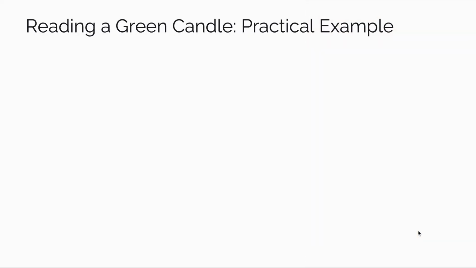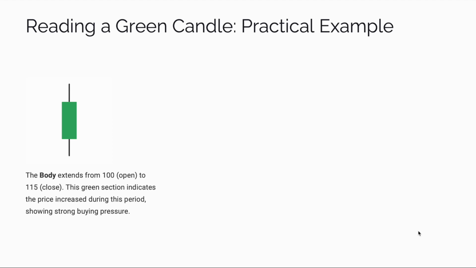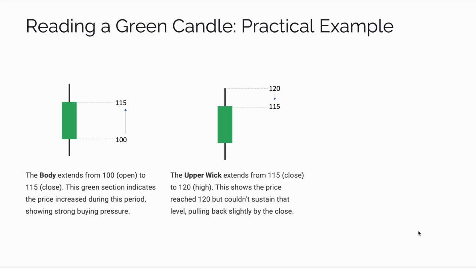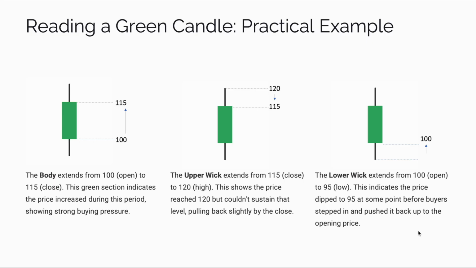So let's start by reading a green candle with a practical example. Let's say a stock opened at rupees 100 and closed at 115. That's a nice green candle showing buyers were strong. If the price went as high as rupees 120 but closed lower, it means sellers stepped in at the top. If it dipped to rupees 95 before bouncing back, that shows buyers defended that lower level well.